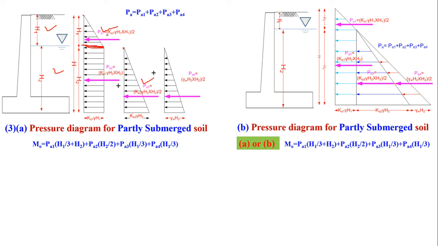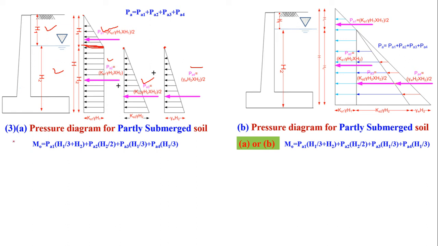So we have PA1, PA2, PA3, and last the pressure distribution diagram for the water. The water level starts from H2, so the pressure is 0 at the top, and at the bottom it is gamma W into H2. The K value is absent, it is not there for water. The area is PA4, half base, which is gamma W into H2, and height H2. In this way we get the magnitude of all forces.